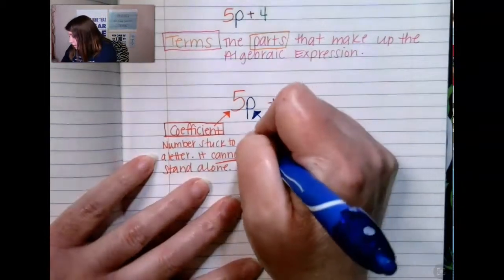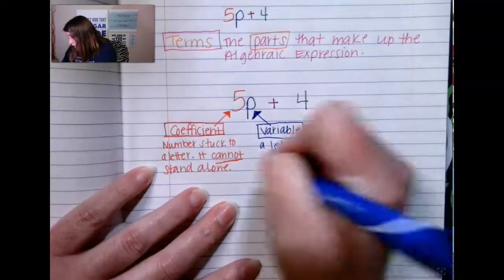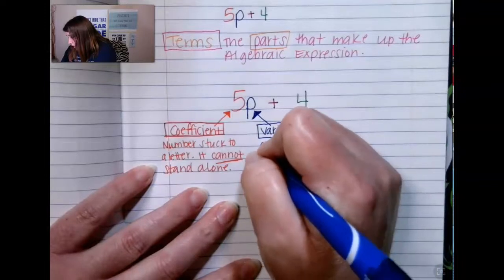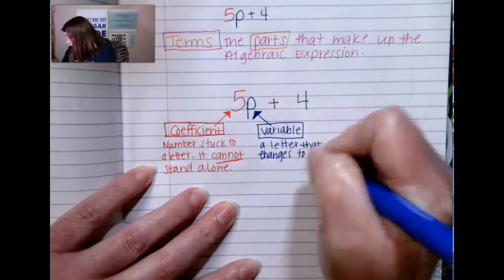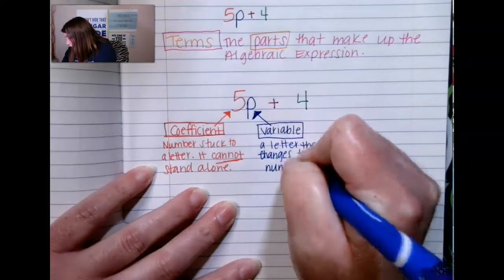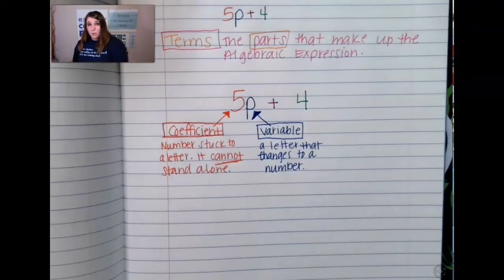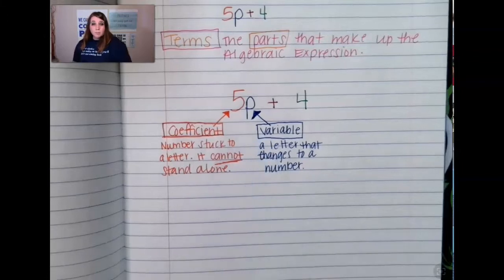Okay, so it's a letter that changes to a number. Okay, it is a placeholder. It holds the unknown into the unknown, right? Okay, so this is Elsa. No, just kidding. It's not. It's just a variable. It's a placeholder.